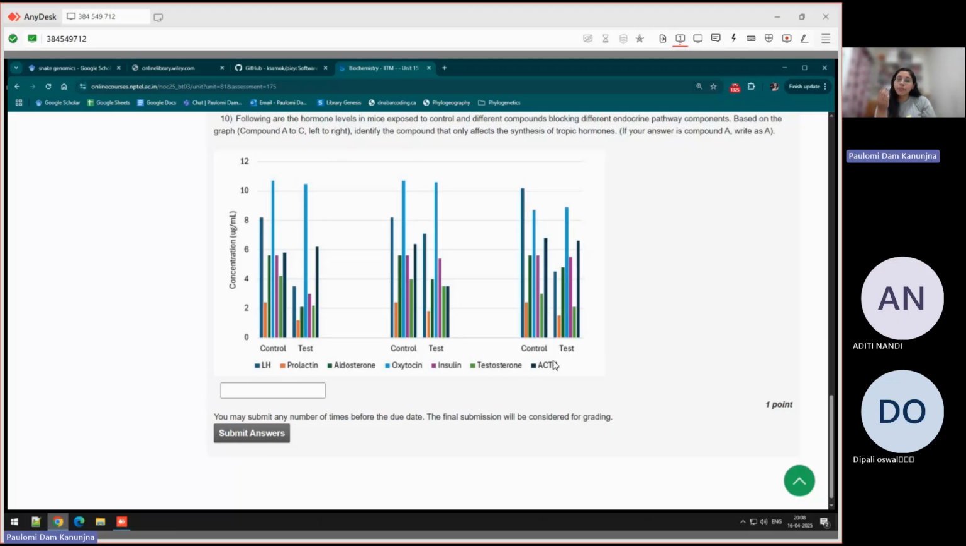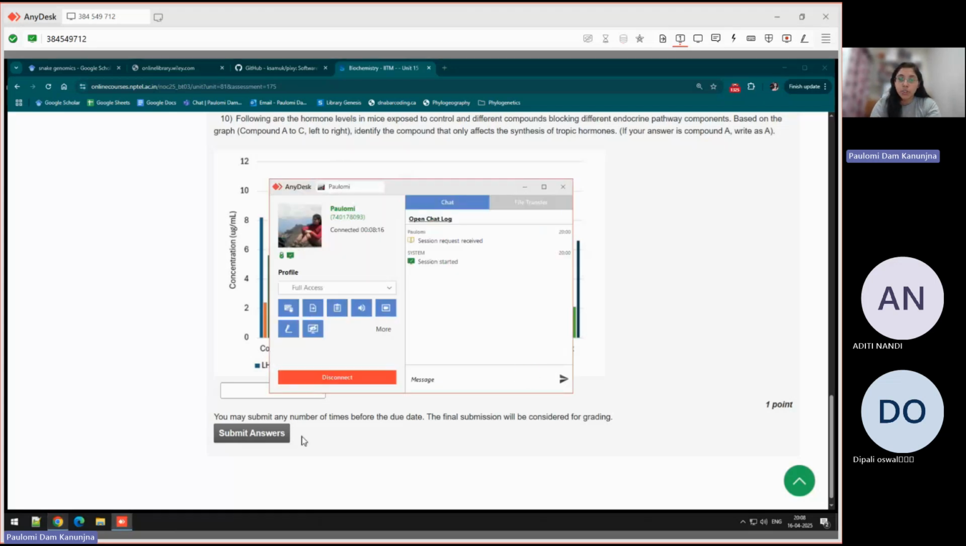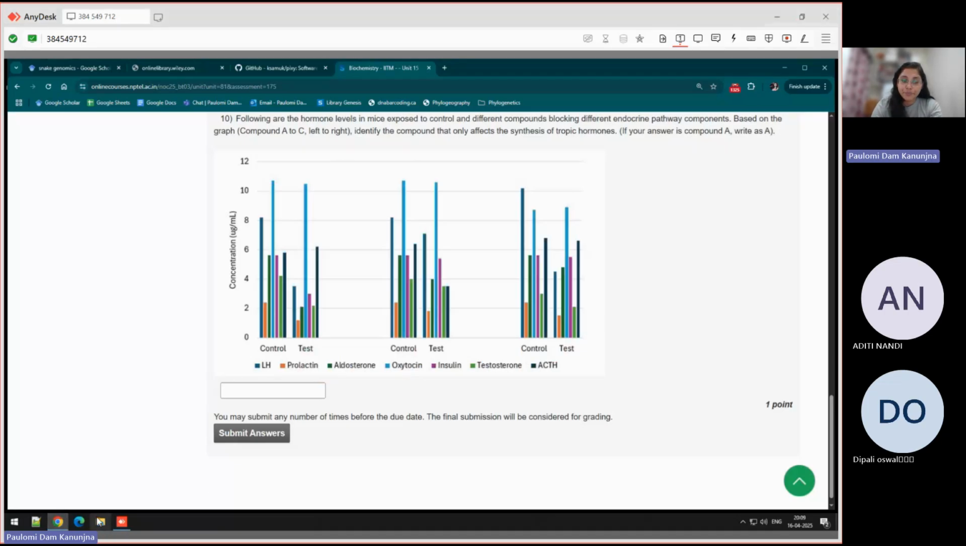Now, how you should solve it is, you should look into the tropic hormones. Out of these given hormones, which are tropic hormones, and then you should compare the levels of those tropic hormones. Let's say, for example, the blue one. You have oxytocin level, which is almost similar in control and test group, right? So what you should see is which one is getting reduced, because that affects the synthesis. Your tropic hormone level should be reduced in test. Whichever tropic hormones are less in the respective compound is your correct answer.